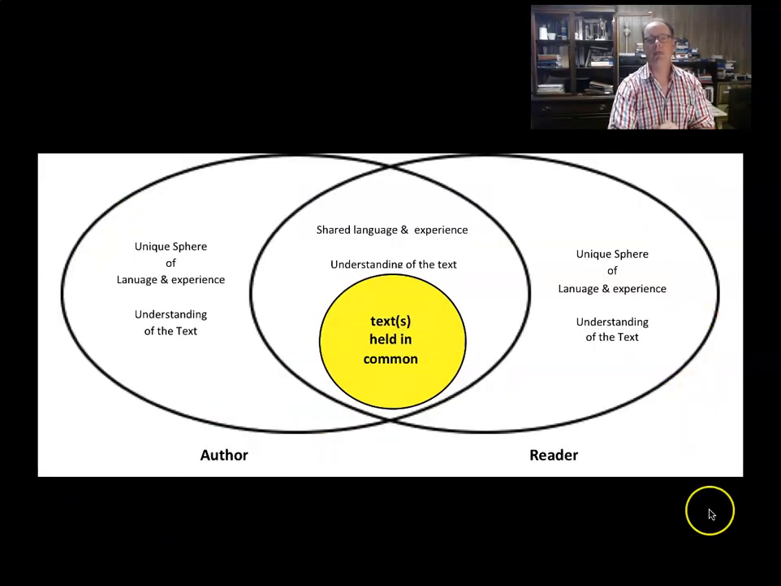So then, you notice here, we've got the author and the reader and their experience of language, right? So there's going to be overlap, including the texts that they hold in common, but there's also going to be divergences. In the areas that we hold in common of shared experience and language, there's going to be understanding. But where we're unique, there's going to be a breakdown of understanding. Visualizing this allows you to see it really clearly.